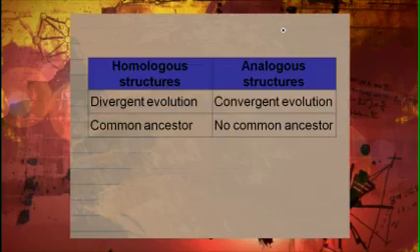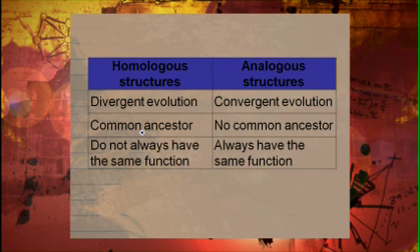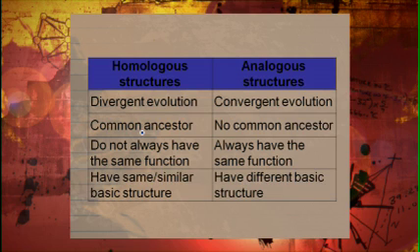So we said homologous, there is definitely a common ancestor. Analogous structures, no common ancestor. These are separate lines of evolution. And homologous structures do not always have the same function, whereas analogous structures always have the same function. Homologous structures will have the same or very similar basic structure, but analogous structures will have different basic structures.